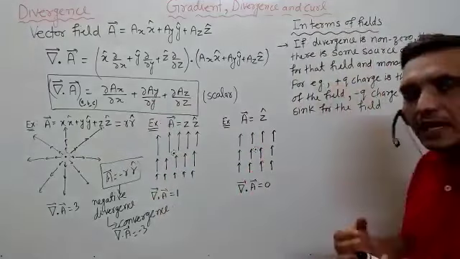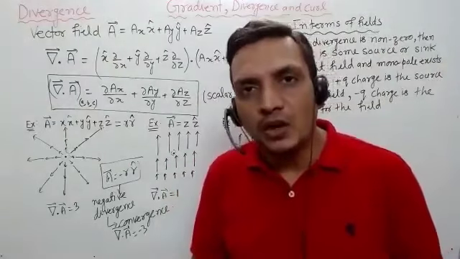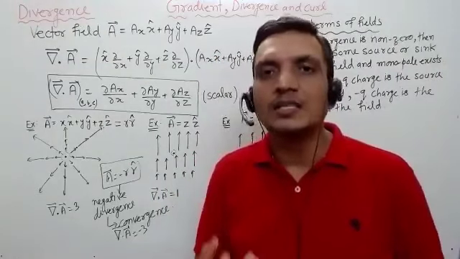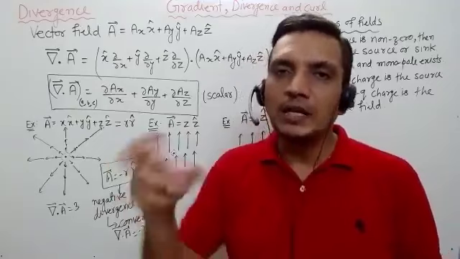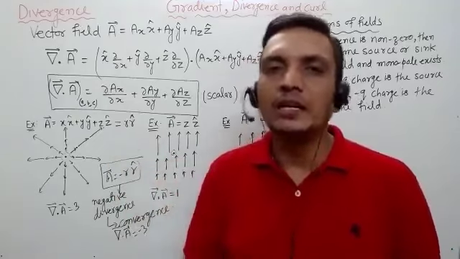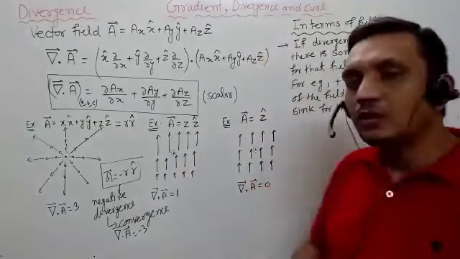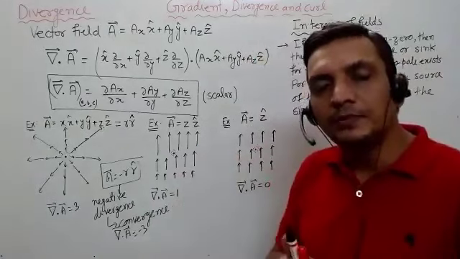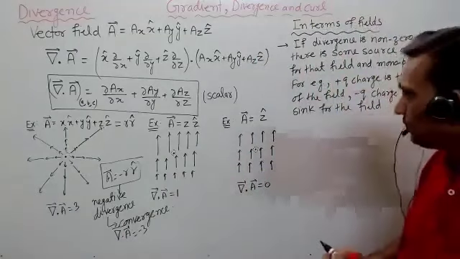And you also know that discrete charges exist. So we say that when divergence is non-zero, monopole exists or discrete charges exist. So that is the meaning of divergence in terms of field. If you have to think in terms of field, you can say that if divergence is non-zero, there is source or sink for that field, and monopole exists like plus Q and minus Q charge.